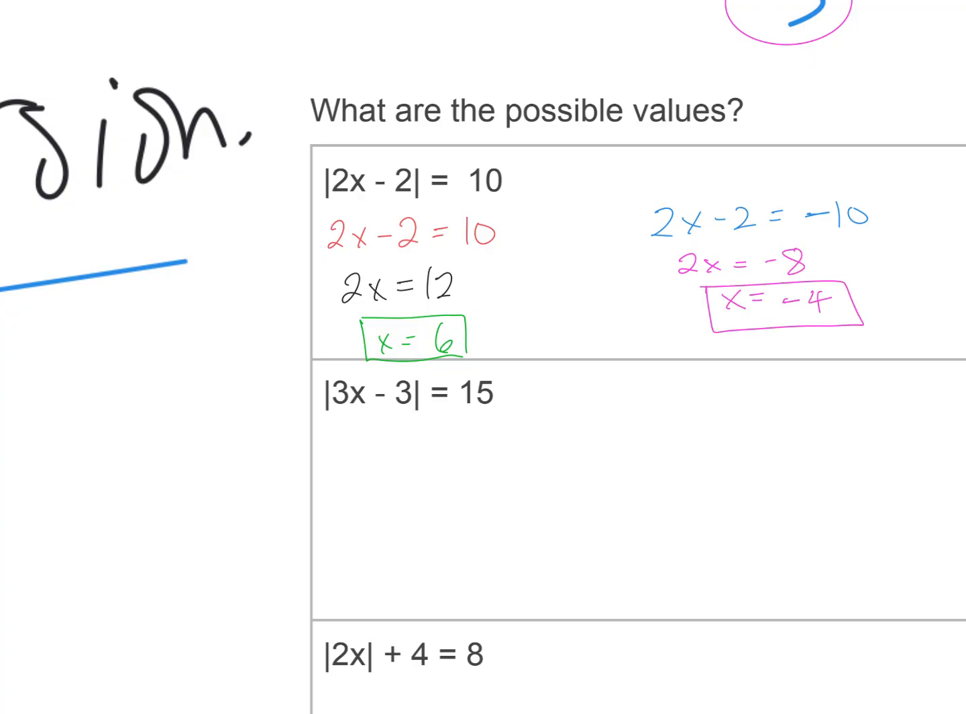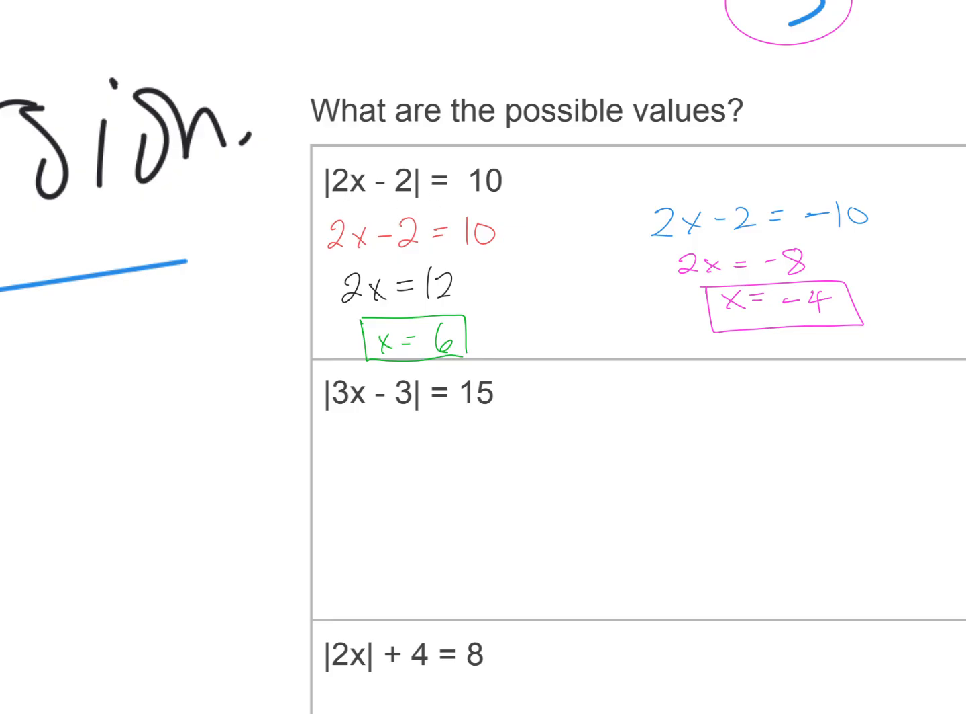That's the other answer. So if you think about it, when we take this and we plug it in, 2 times 6 is 12. 12 minus 2 is 10. The absolute value of 10 is 10. -4. 2 times -4 is -8. -8 minus 2 is -10. And the absolute value of -10 is 10.